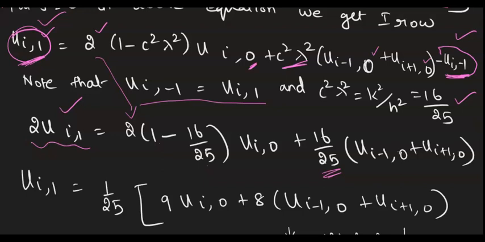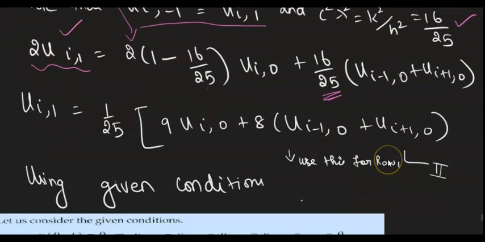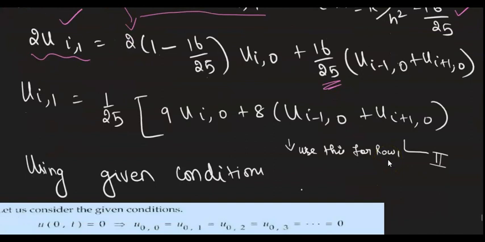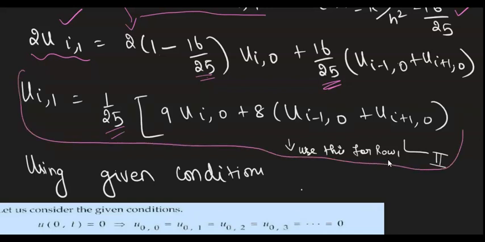Okay. So now if I simplify this, taking 2 to the other side, we are getting this. So 1, and we can take 25 common. So 1 by 25 into, we will get this. So this is the simplified equation from the main equation, and we are going to use this for row 1. If you see, all the second terms are 1, only i values are changing.